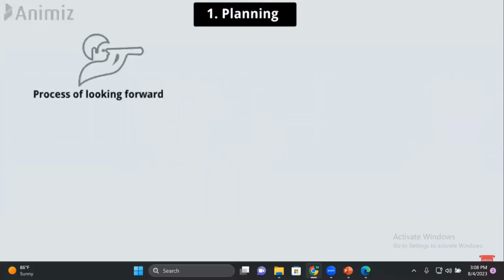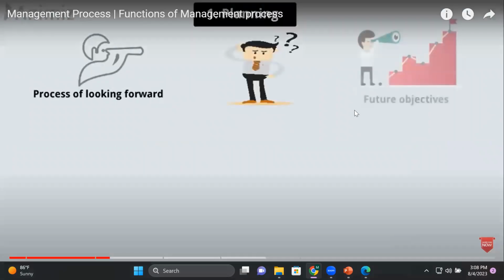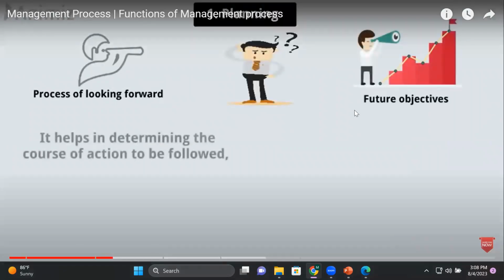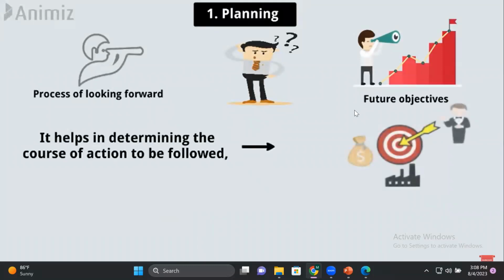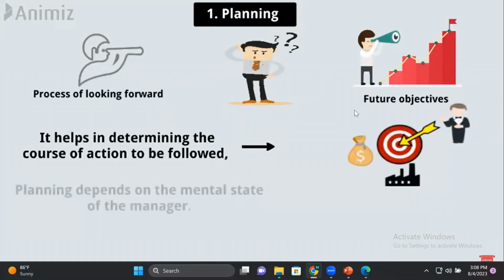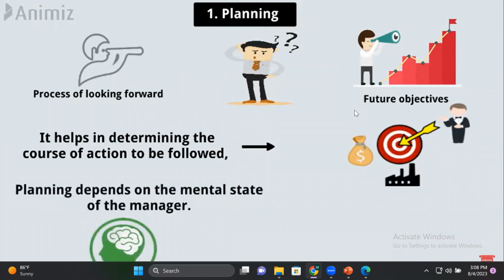Planning is the process of looking forward. It is basically deciding in the present about the future objectives, and it helps in determining the course of action to be followed for achieving those organizational goals. Planning depends on the mental state of the manager. It is a process that involves thinking before doing something.